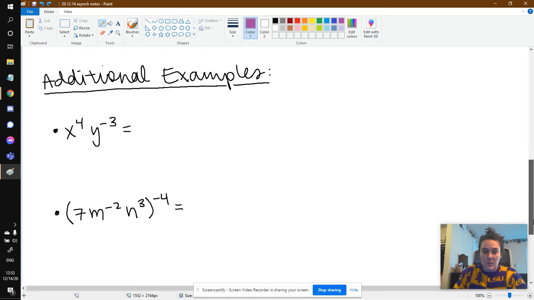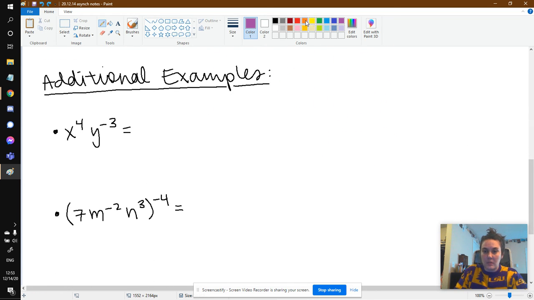All right, here's some additional examples we're going to run through for fun. So this is the exact thing that we just did. This has a positive exponent, so it stays where it's at. This has a negative exponent, so we flip it to the bottom. Done.